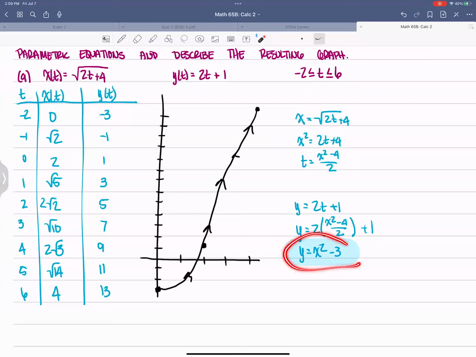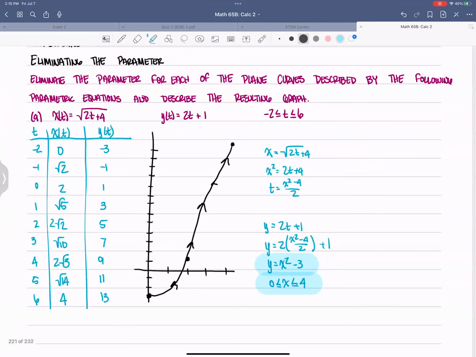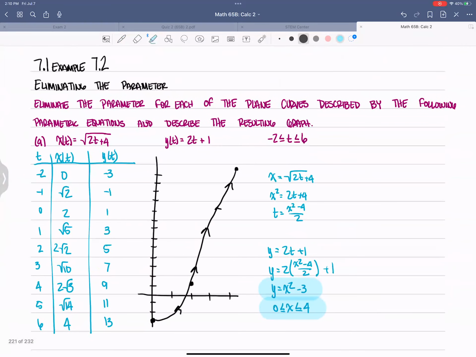So let's figure out what our parameters are here. What values of x satisfy this equation? We could literally just look at what x does. So x goes from 0 all the way up to 4. So we could say that 0 is less than or equal to x, which is less than or equal to 4, is our domain here. And there we go.